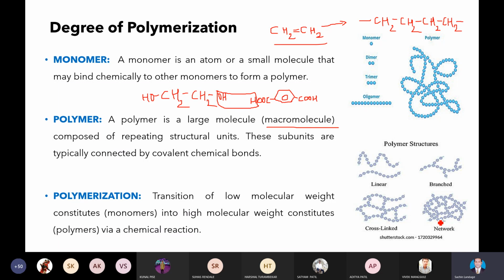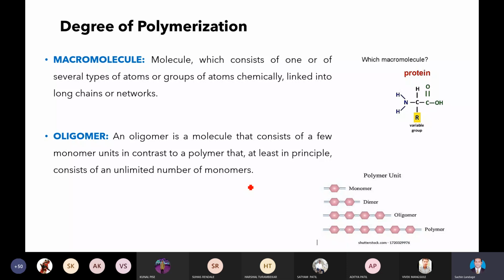So likewise, we are going to get different types of polymer structures: linear polymer, branched polymer, cross-linked polymer, and network polymer. All these things, linear, branched, cross-linked, network, you are going to study in detail in polymer science. Is this point clear? Yes, sir. Okay.